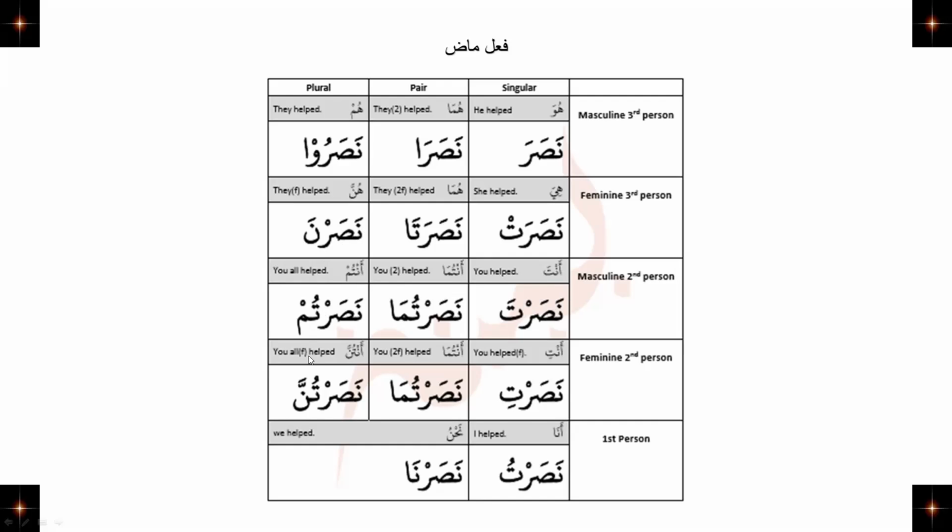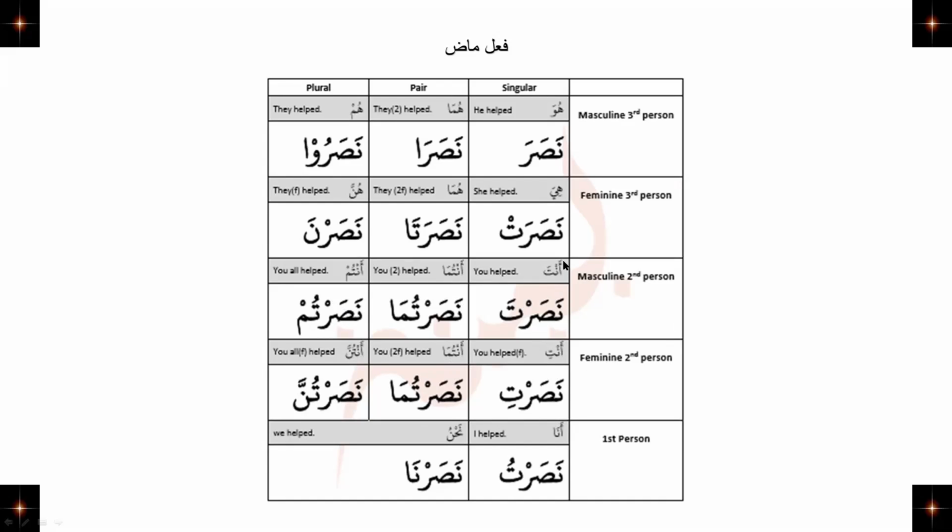Nasarta, anta. In fact, from this line it is very easy, because if you remember the pronouns, you just remove the an. Anta, nasarta. Antuma, remove the an, nasartuma. Antum, nasartum. Anti, remove the an, nasarti. Antuma, nasartuma. Antunna, nasartunna. So in the anta line it is a very easy one.